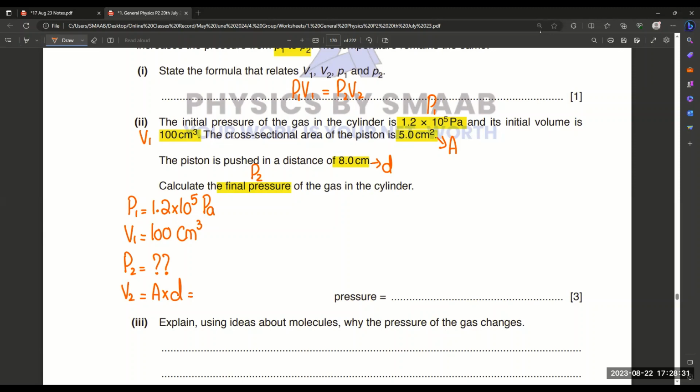The answer is 300,000 pascals. So this is your new volume, right? And you can easily compare that. They mention the initial pressure and its volume. What did he say the answer was? 300,000. Yes.